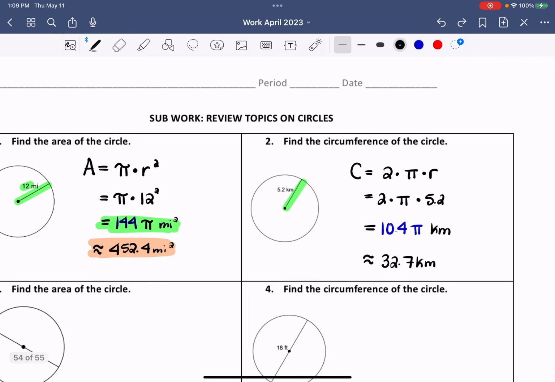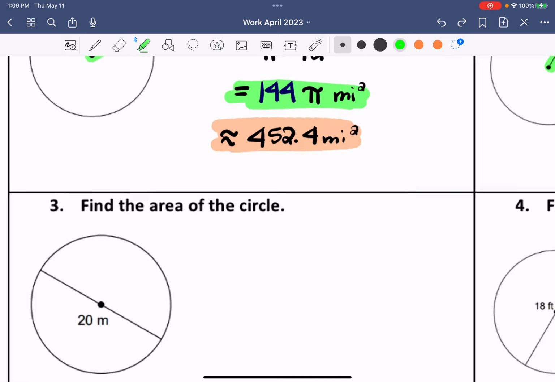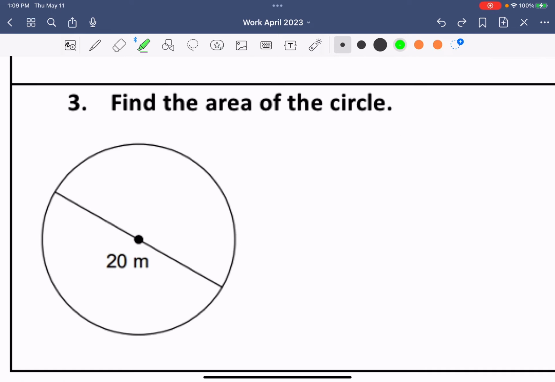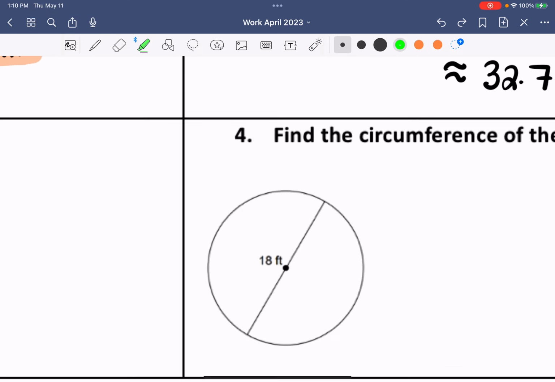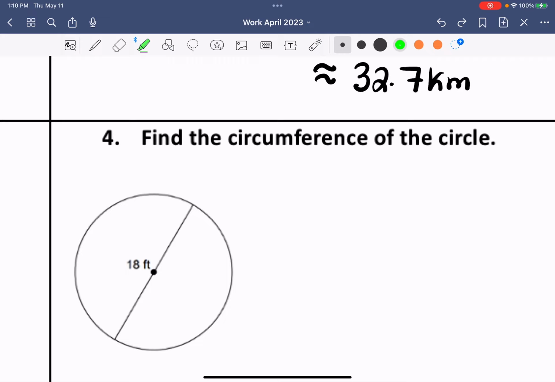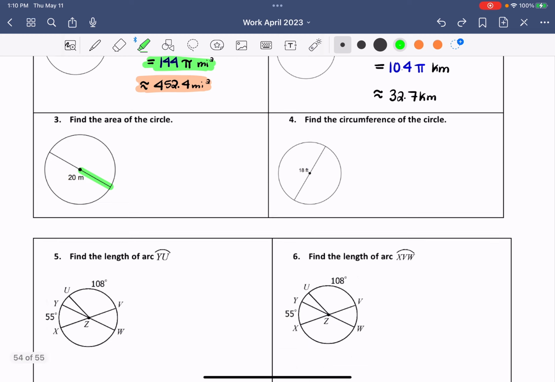All right, so for the bottom two, you guys should be able to do 3 and 4. Just be careful because they didn't show you the radius. So you need to cut this in half. This is 20. We don't want 20. We only want the radius. You're doing number 3 just like number 1, and number 4 is just like number 2. Again, we only want half. So those are those first two.